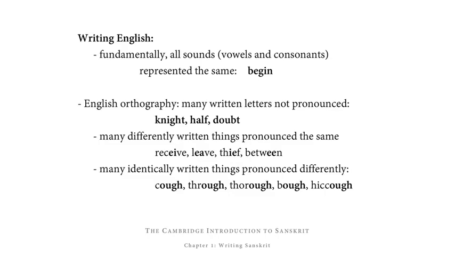Many differently written things are pronounced the same. So, for example, in receive, leave, thief, and between, the E sound is represented in writing in 4 different ways, namely EI, EA, IE, and EE. And conversely, many things that are written identically are pronounced differently. So the combination of OUGH in cuff, through, thorough, bow, and hiccup each time gives us a completely different sound.